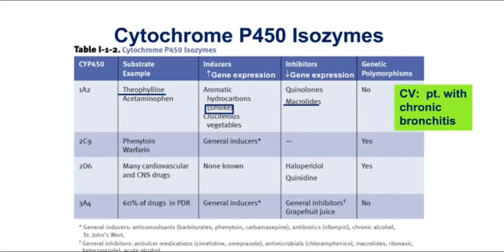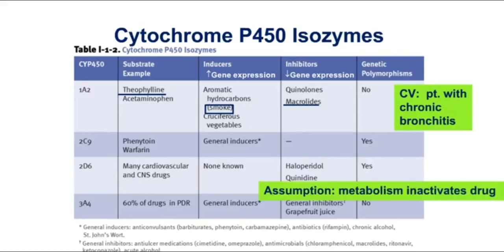Now we're making one big assumption here. And our assumption is that metabolism inactivates the drug. If metabolism is converting theophylline from its active form to its inactive form, then a P450 inducer is going to lower its plasma levels, and a P450 inhibitor is going to raise its plasma levels. And that's the assumption that you should follow.